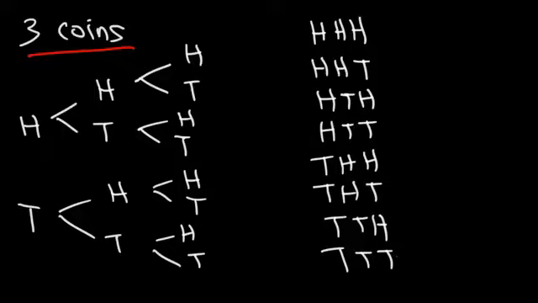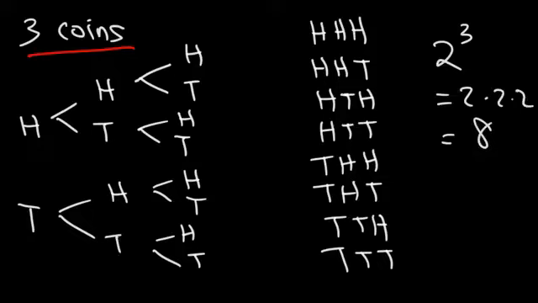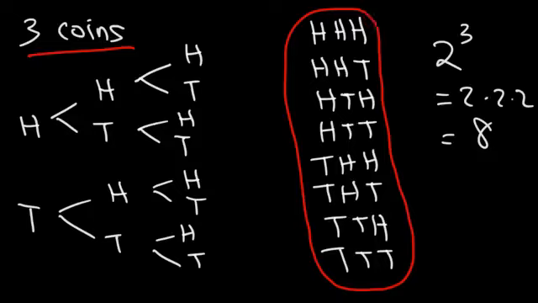So we're flipping a coin 3 times. So the number of possible outcomes is 2 raised to the 3rd power, which is 2 times 2 times 2, and so it gives us 8 possible outcomes. So this is the sample space, which represents all the possible outcomes that we can get for flipping 3 coins.